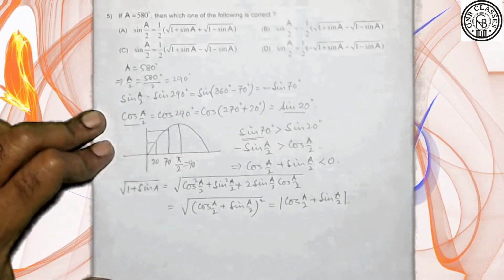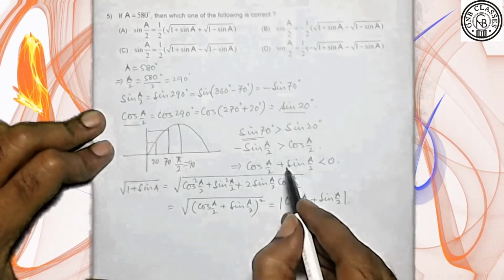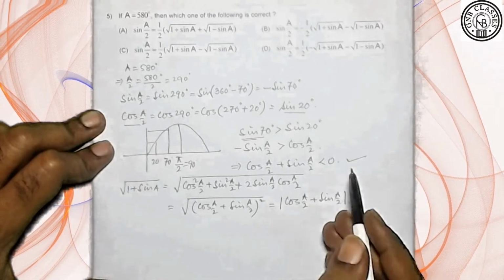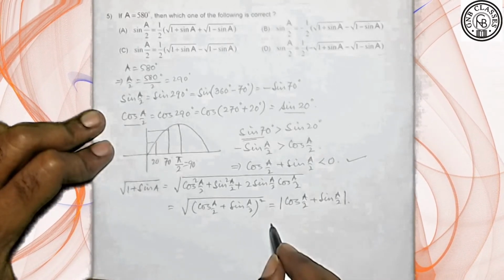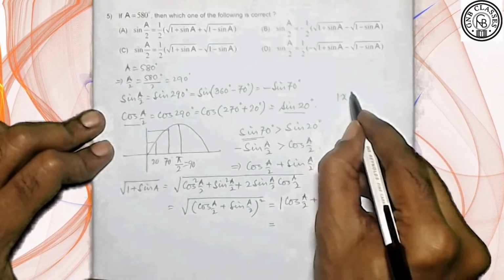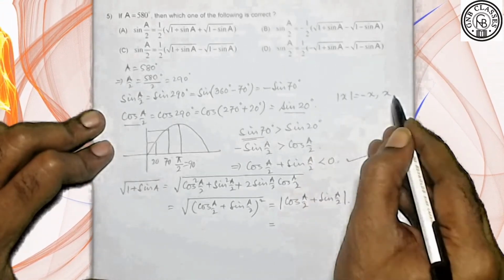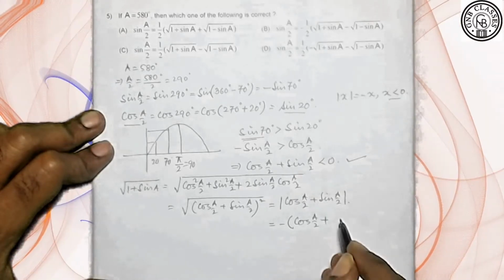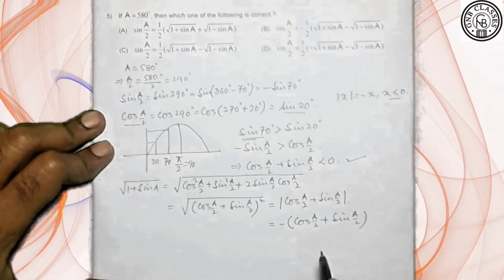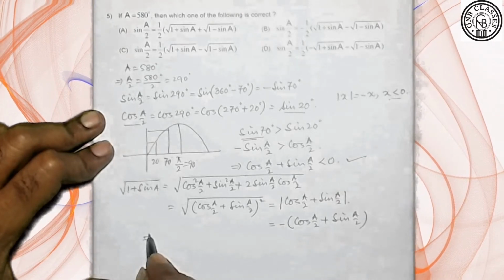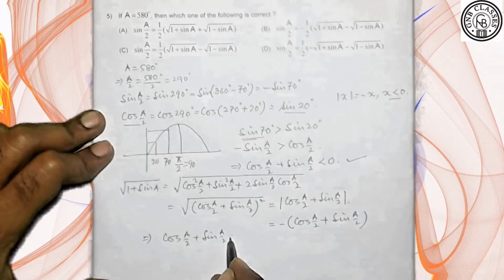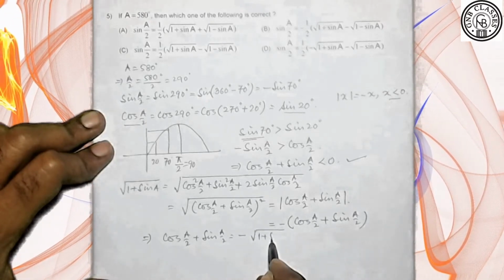Is it clear? Now you see, we have already proved that cos A by 2 plus sine A by 2 is less than 0. Therefore, to make this thing positive, we all know that mod x can be written as minus x when x is less than 0. So in this case, we must write it equals minus of cos A by 2 plus sine A by 2. Correct? So that implies cos A by 2 plus sine A by 2 is basically minus under root 1 plus sine A.